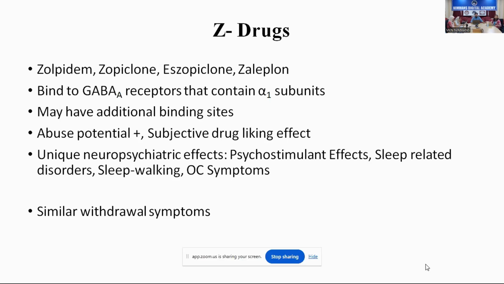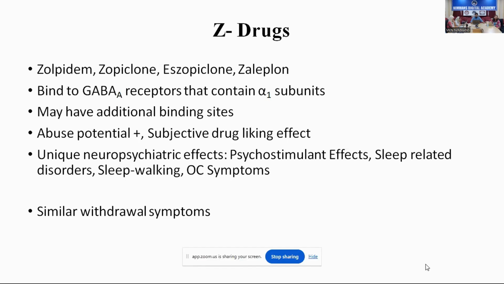They might have another binding site, but we are not aware of that. Again, trials and studies are all going on. They have abuse potential. So earlier, what was said about them, that they are completely safe, no, that's not true. Abuse potential exists for Z drugs also because they have a subjective drug-liking effect.